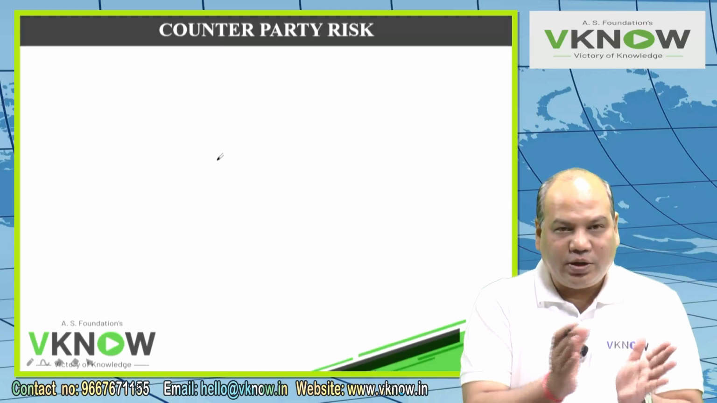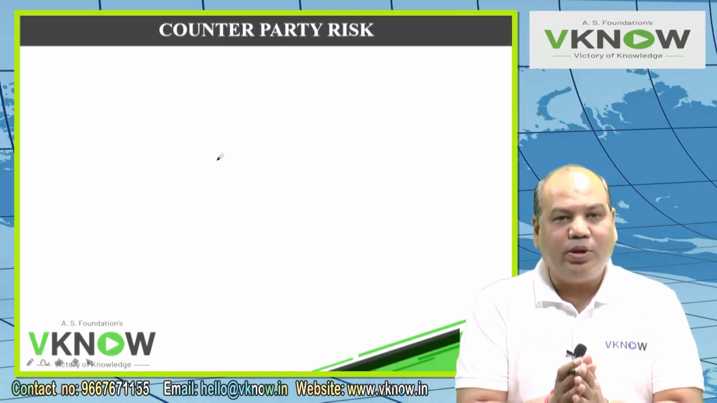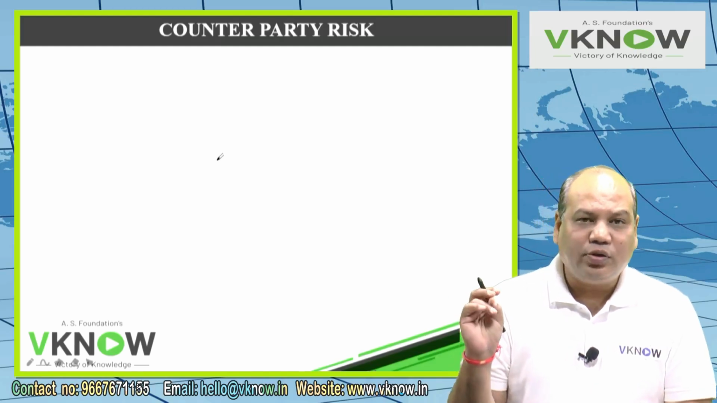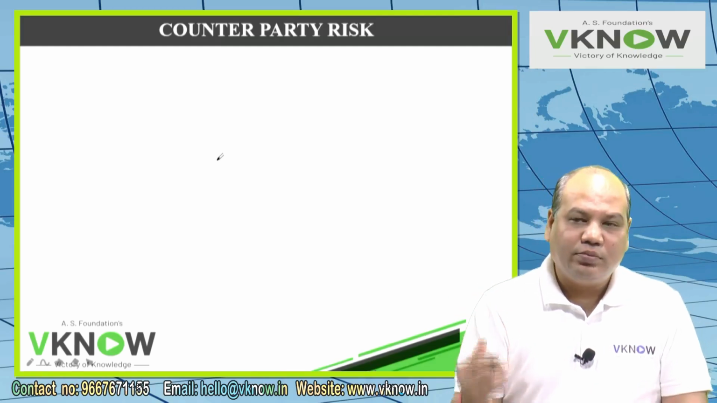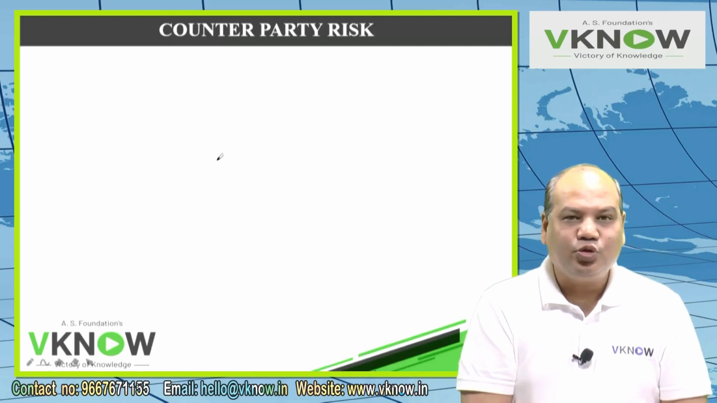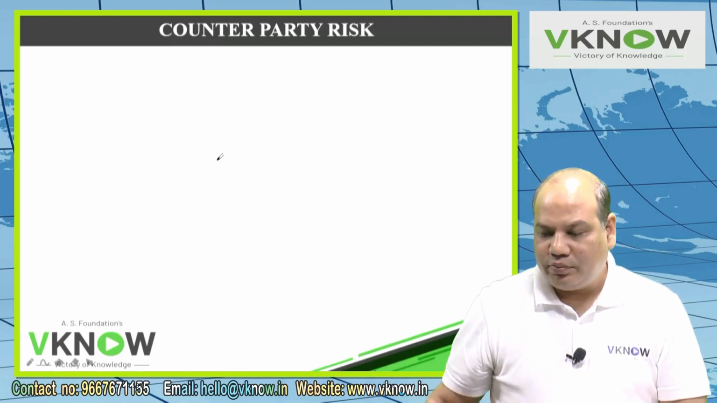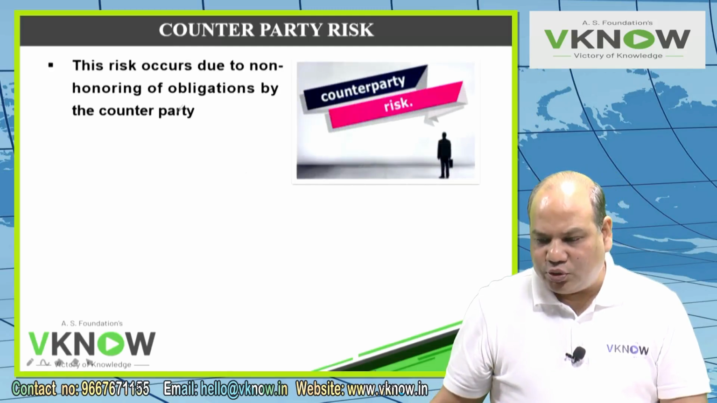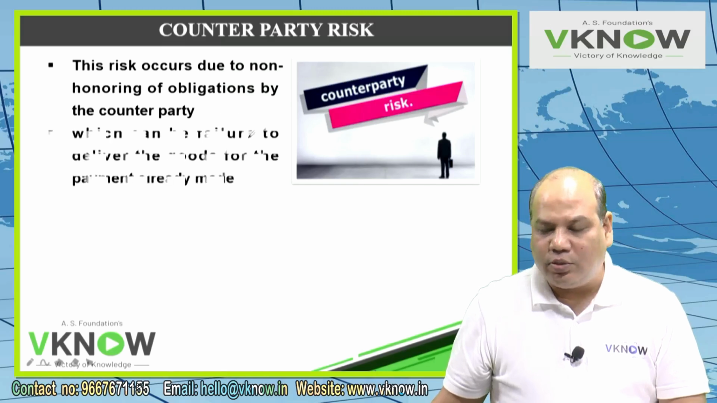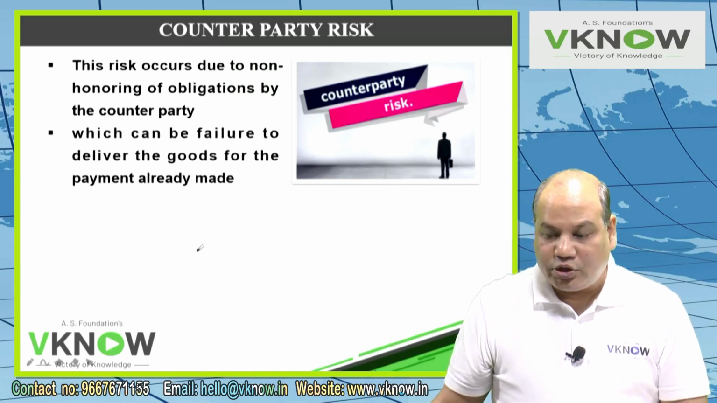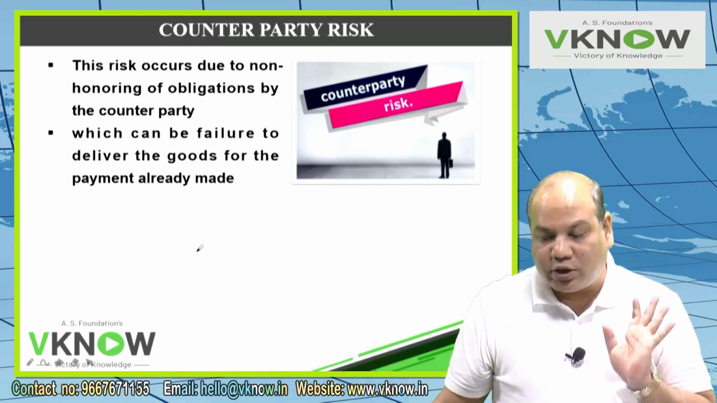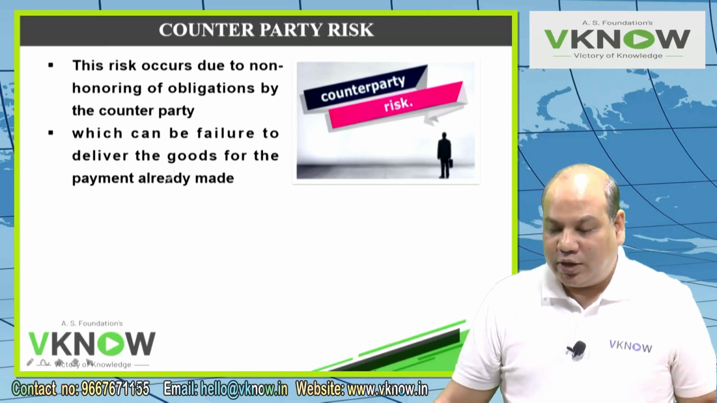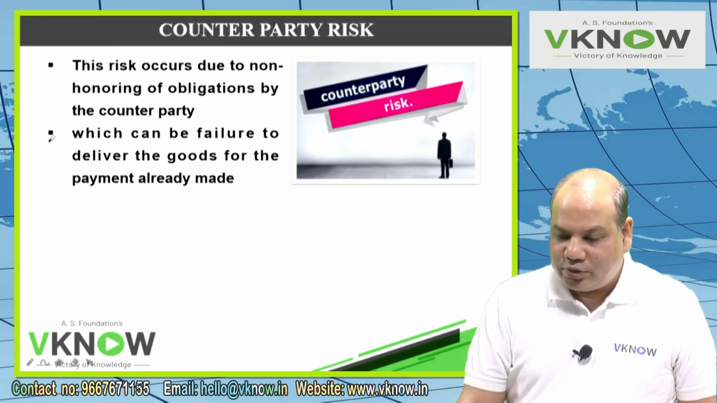So the simple example is a receivable may not be collected, a debtor may not pay, or in case of forward contracts, the other party may refuse to perform his set of obligation. So that is counterparty risk. This risk occurs due to non-honoring of the obligation by the counterparty, which can be due to failure to deliver the goods also. Reverse also can happen, and it has happened with me also recently.